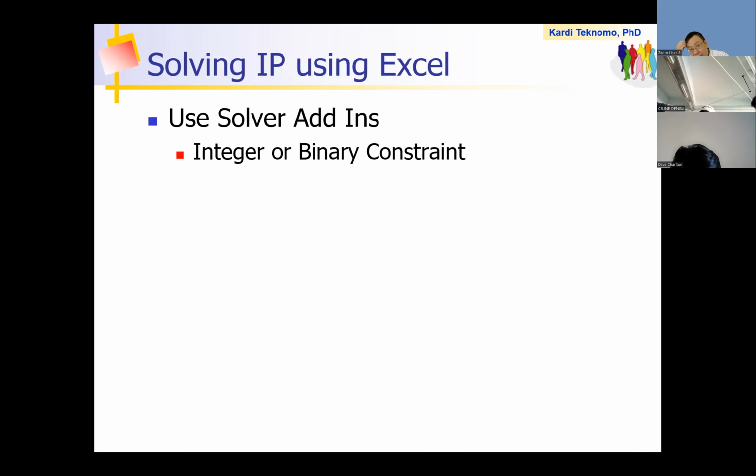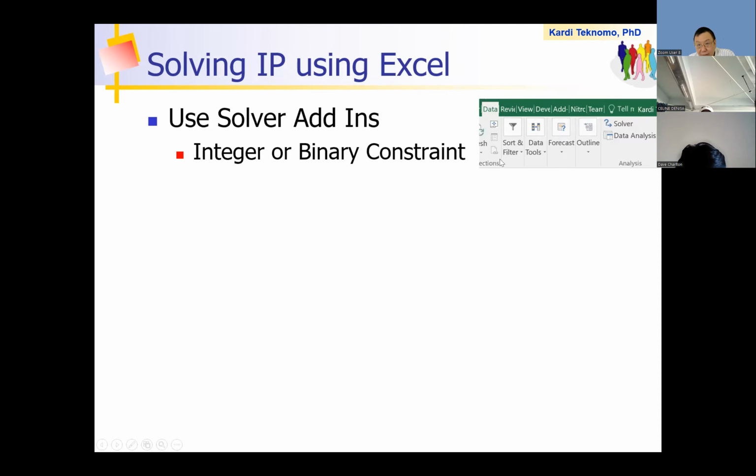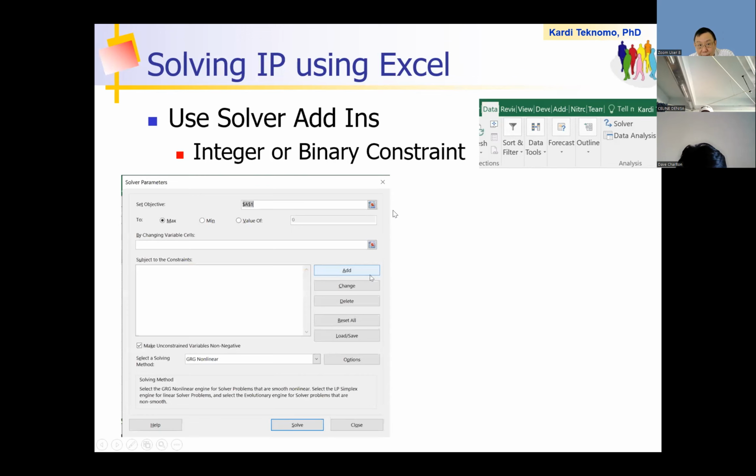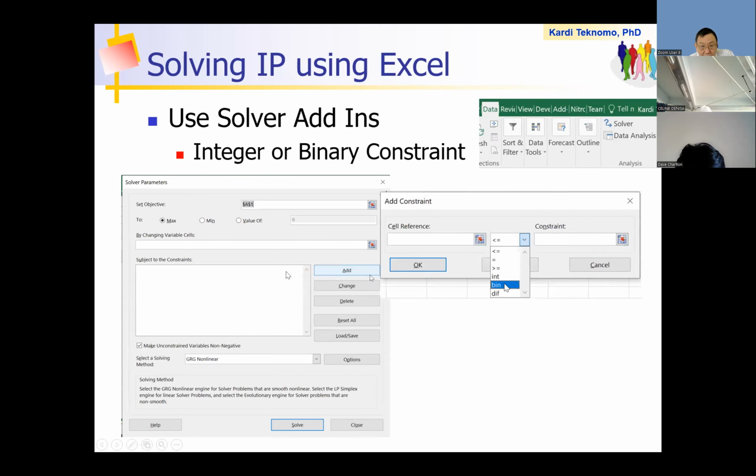When you use software, for example Excel, there is not so much difference. All you need to do is set the constraint to be integer or binary. You go to Solver and set the objective value. If you use a binary constraint, you just put bin, or you can choose integer. The constraint can be integer or binary. Is this clear?